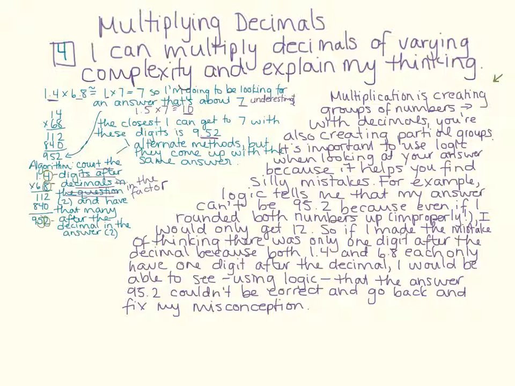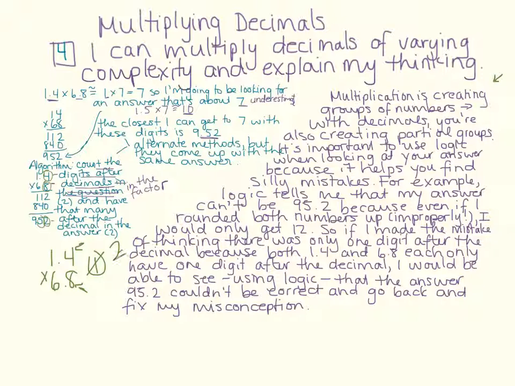So if I made the mistake of thinking there was only one digit after the decimal, because both 1.4 and 6.8 each only have one digit after the decimal, here they're identifying a common misconception of students. If you have a question like the example given, 1.4 times 6.8, how many numbers are after the decimal? Some students will say there's only one number after the decimal because there is in each of these factors only one number after the decimal, when the correct answer, as we know, is 2 because there's one here and there's one here.